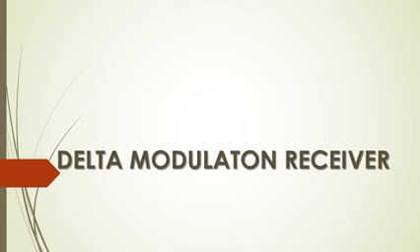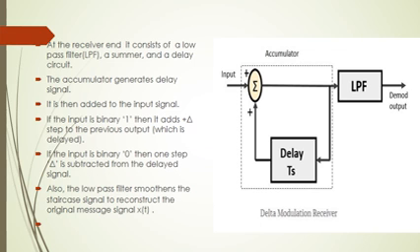Delta modulation receiver circuit. This is the delta modulation receiver circuit. It consists of a low pass filter, a summer circuit, and a delay circuit. The accumulator generates a delayed signal by one sampling period. It is then added with the input signal.